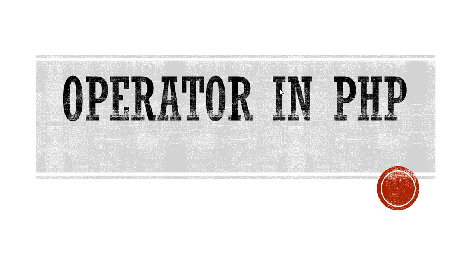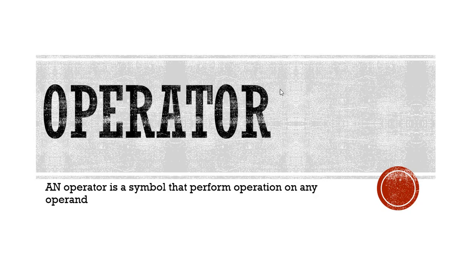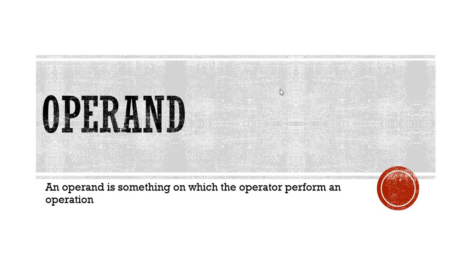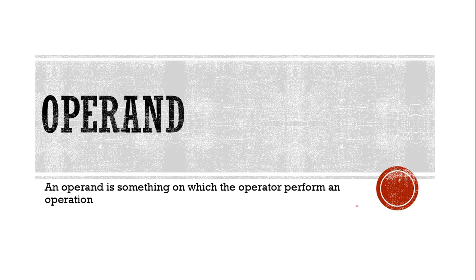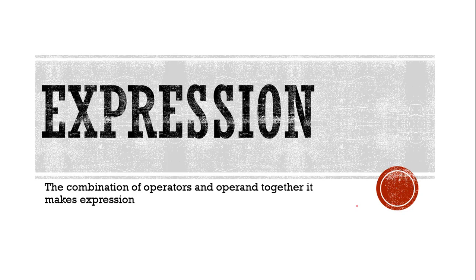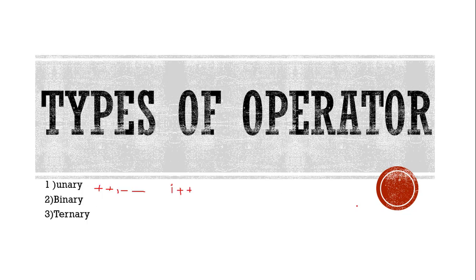First let's discuss the definition of operator. An operator is a symbol that performs an operation on any operand, and an operand is something on which the operator performs an operation. Expression is basically the combination of operator and operand together, so it makes an expression. I hope it is clear to everyone what is operator, operand and expression.